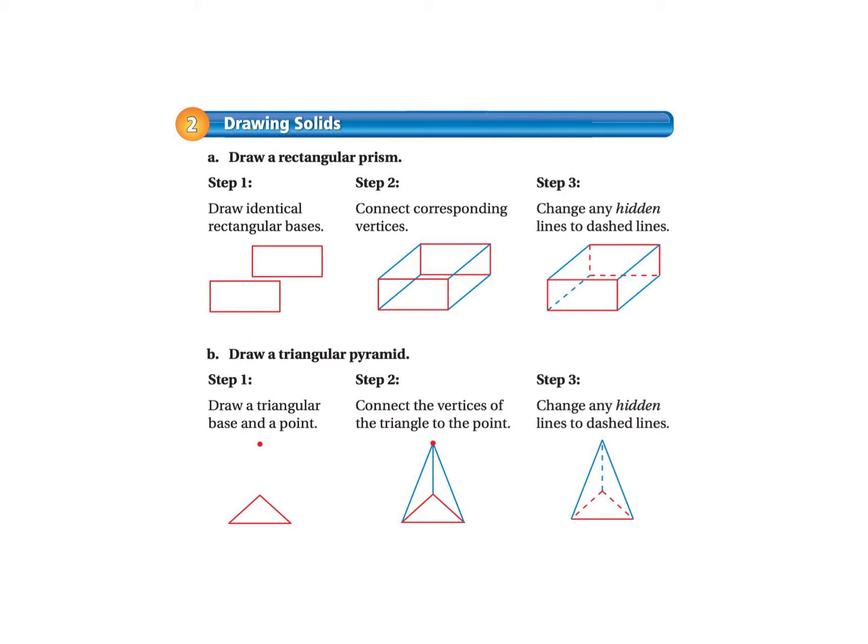This says draw a triangular pyramid. Okay, remember this top one was a prism, so those bases are the same. So a triangular base and a point. So it's a pyramid because it's going to have just one base. And then all of the sides are going to be triangles and they connect at the one point. So then you would just draw those lines. But remember, you have to change the ones to dashed lines or dotted ones because you wouldn't be able to see those.